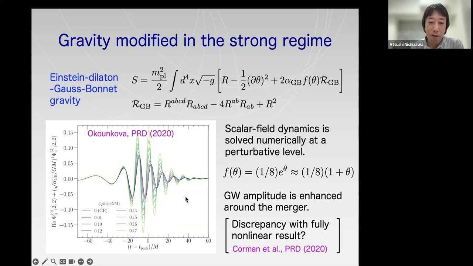And so this simulation is a perturbative treatment, but recently there is another full numerical simulation, and in their result, the amplification doesn't occur efficiently. So their results are discrepant. But what I'd like to emphasize here is that around the merger, the nonlinear effect can be important, and the amplitude of gravitational wave can deviate very much from GR prediction.